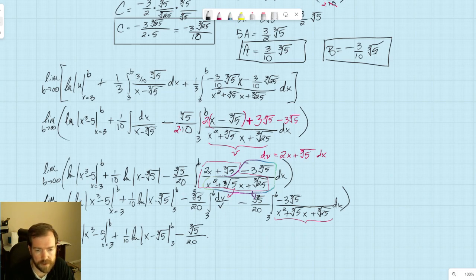This integral here is going to be, again, natural log absolute value, v is equal to this stuff. So x squared plus cube root of 5, x plus cube root of 25. All right, and we're going 3 to b again. All right, so then this last one. This becomes a little bit of a problem. We can't do that as is, so we need to complete the square.